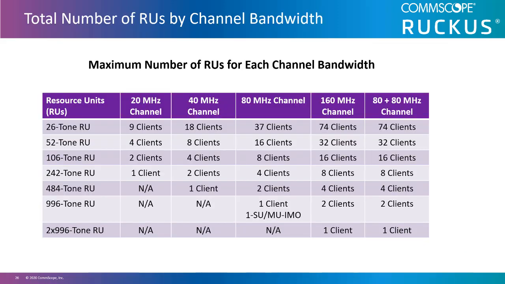This table shows the number of users that can now get frequency multiplexed access when the 11AX AP and stations coordinate for multi-user OFDMA operation using the 20, 40, 80, and even 160 spectrum. The RU tones currently defined are 26, 52, 106, 242, 484, 996, and 2 by 996 tone RUs.